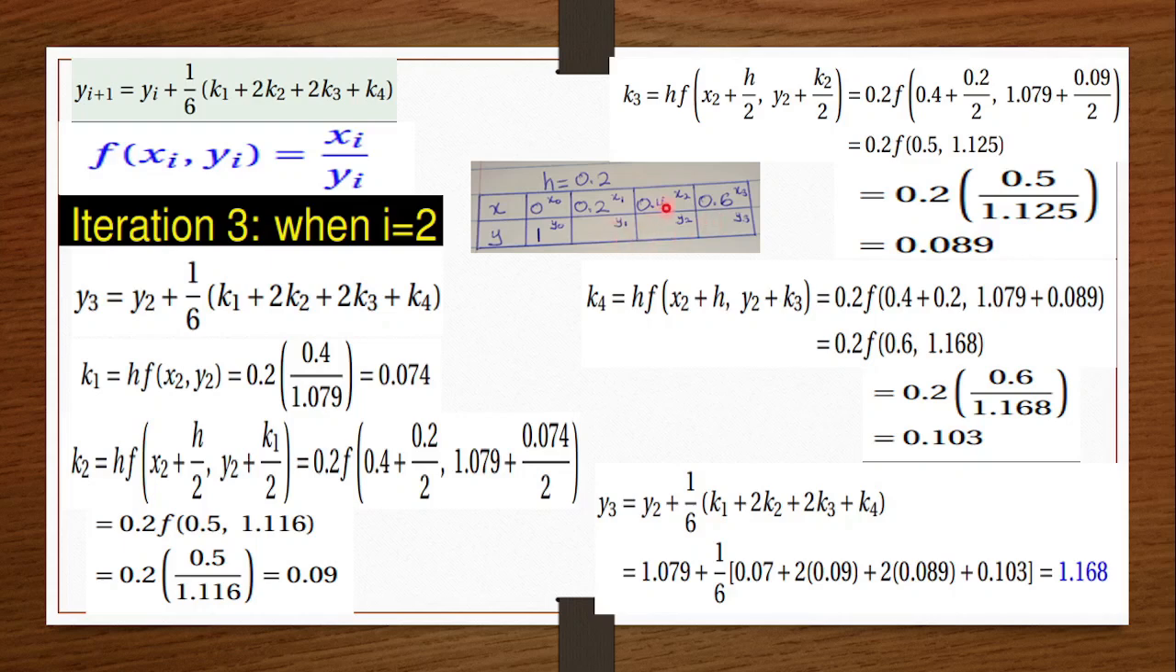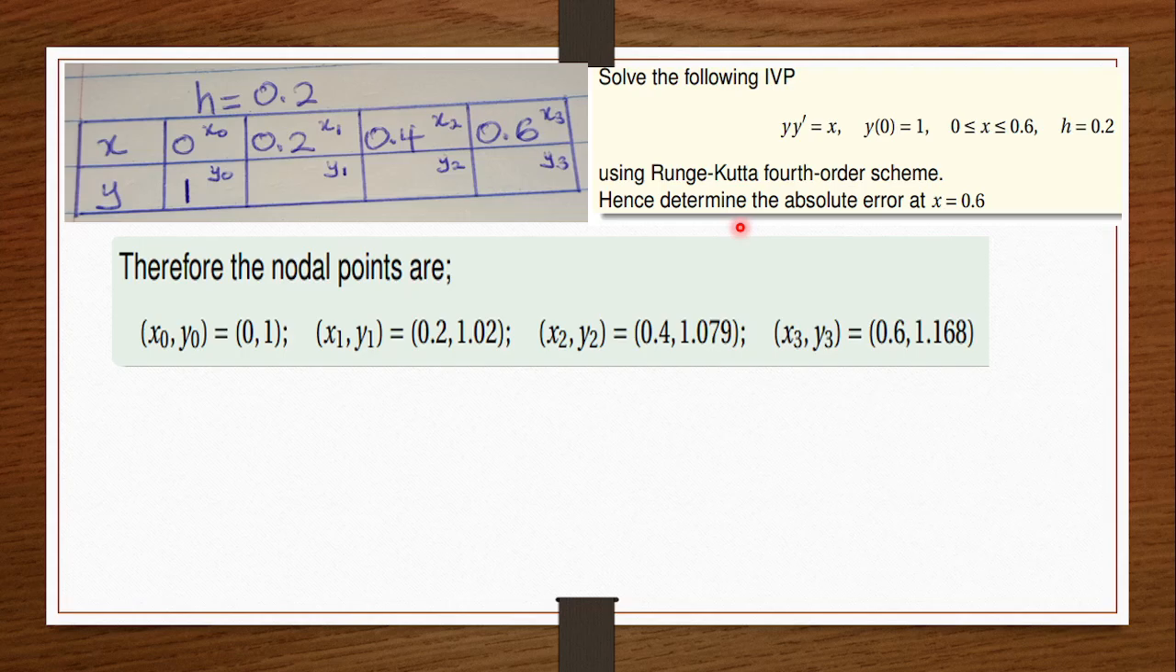Right, so we have y1, y2, and y3. As we said, our y1 value was 1.02. You can put it inside the formula here. Our y2 value was 1.079. You can put it here also. Then the y3 value is 1.168, which you can put over here as well.